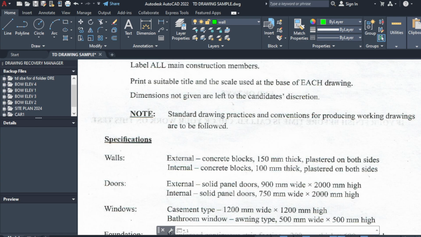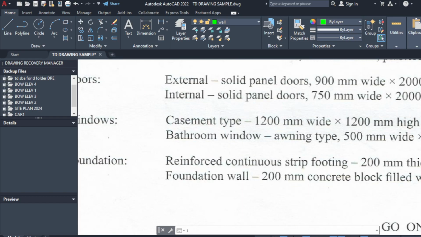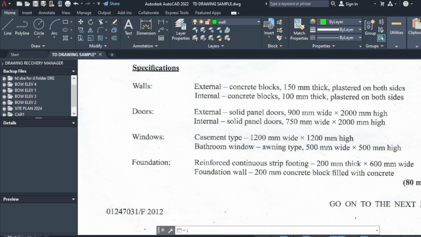Specifications. Walls: external, 150 millimeter thick, and internal, 100 millimeter thick. Alright, let's have a look at the foundation. Reinforced continuous strip footing, 200 millimeter thick by 600 millimeter wide. Foundational blocks, 200 millimeter concrete block filled with concrete.